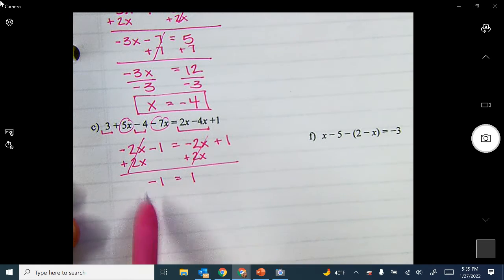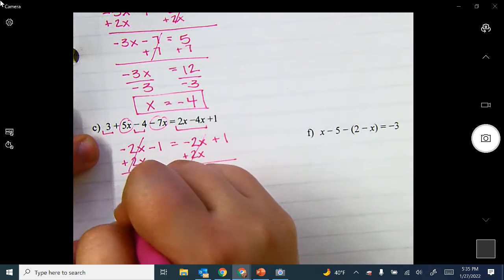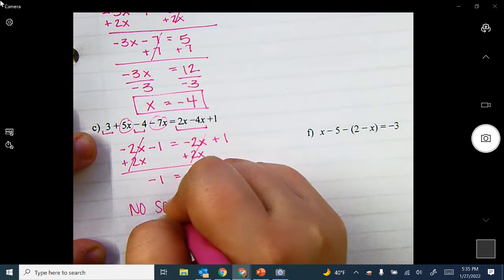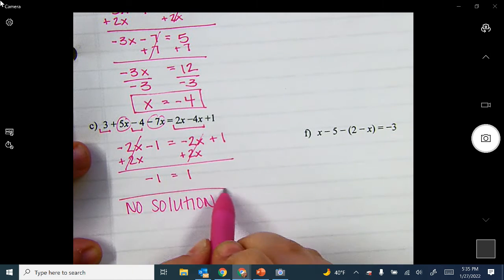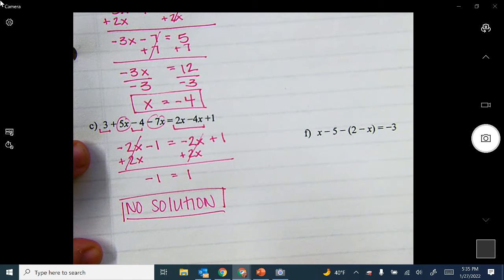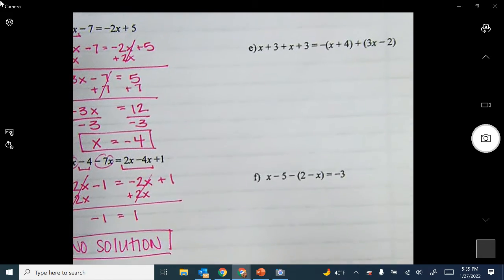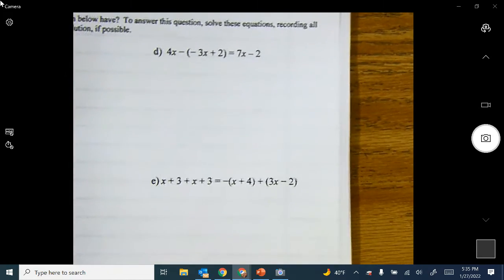Okay, so this will never be true, which means that there is no solution. Okay, that is your answer, no solution. All right, moving on up to D.